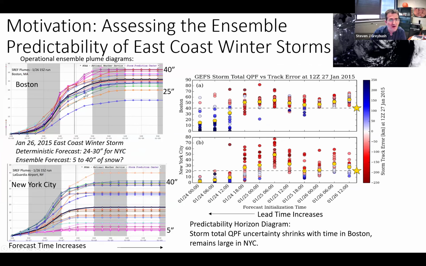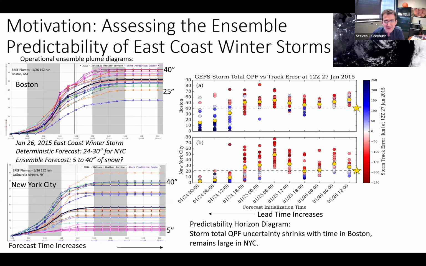So these were operational model forecasts for the 2015 storm for Boston, indicating a high confidence of 25 to 40 inches, as well as a prediction for New York City, indicating 5 to 40 inches of snow. Now, this is an extreme range of potential snowfall outcomes. So that really motivated the question, is that extreme range of outcomes appropriate? And if so, what is driving the extreme differences in potential outcomes?